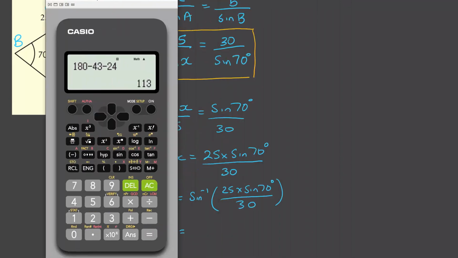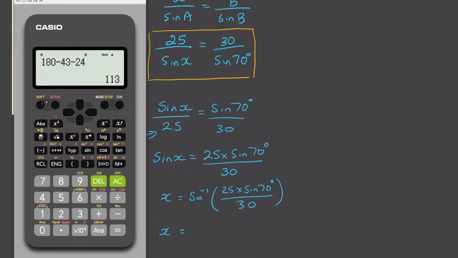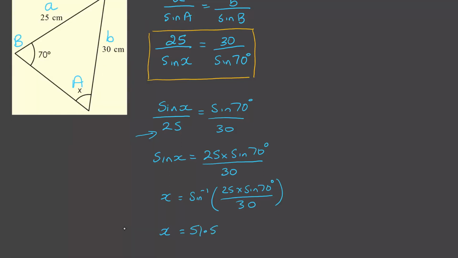So we can do that. The inverse sine of 25 times sine 70 divided by 30, and that gives me 51.5 degrees, correct to 1 decimal place.